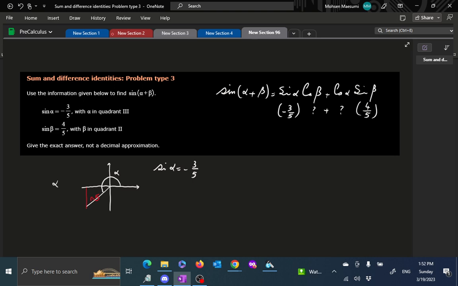Sine is a ratio of opposite to hypotenuse, so it has to be y is equal to minus 3 as the opposite of our angle. How about x? Well, by now you know this has to be the famous 3-4-5 triangle, except that we have to determine if it's positive or negative. Given that alpha is in the third quadrant, x has to be negative, so x is going to be minus 4.